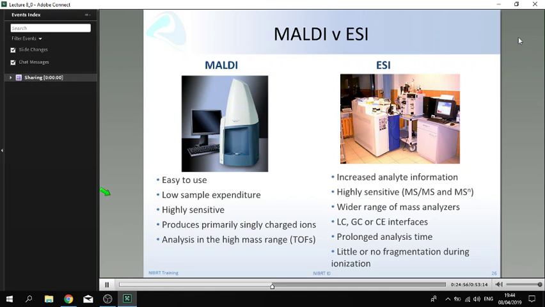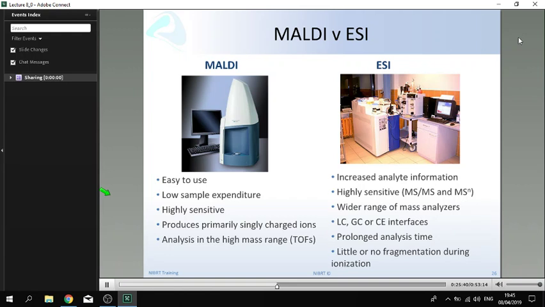When you compare MALDI and electrospray ionization, MALDI is usually easier to use. You only need a low amount of sample and it's highly sensitive. The good thing is it produces singly charged ions. Then you can couple it with a mass analyzer called TOF, or time of flight, that we're going to be mentioning. So you can really analyze something of high mass. If you remember, we said that MALDI is good to use if you have really large proteins, around 500,000 daltons, or 500 kilodaltons.